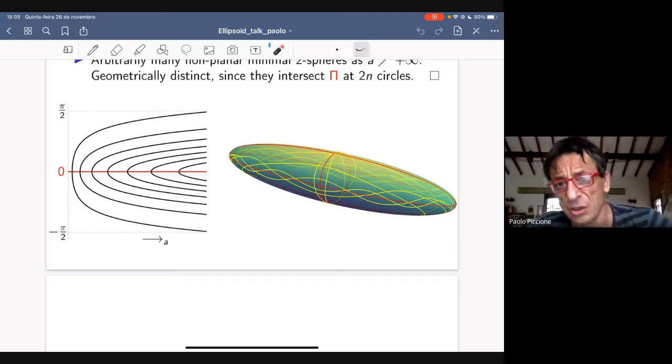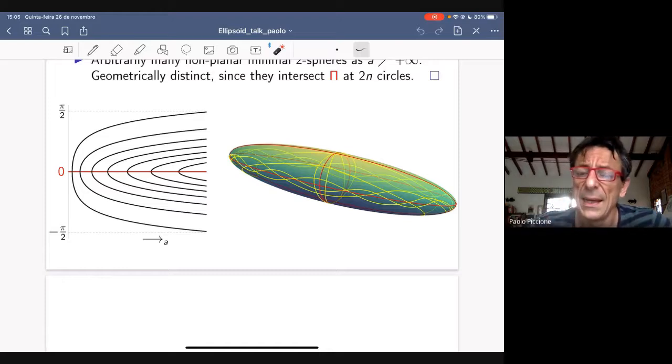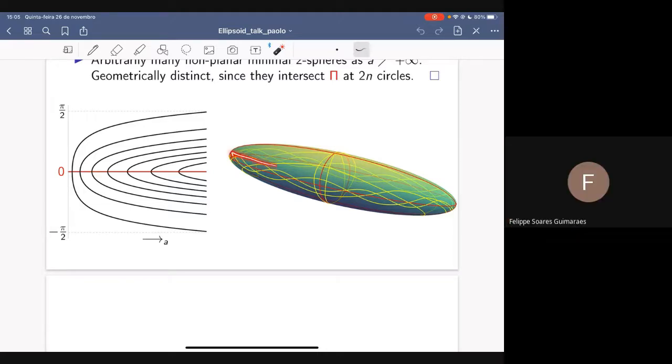So our conjecture is that at the limit, as A goes to infinity, these branches converge to these planar minimal spheres with multiplicity equal to the number of intersections, of course, with this. So that this number of intersections, in fact, gives the multiplicity of the limit in each one of these branches. Okay, I think this is all I wanted to tell you.